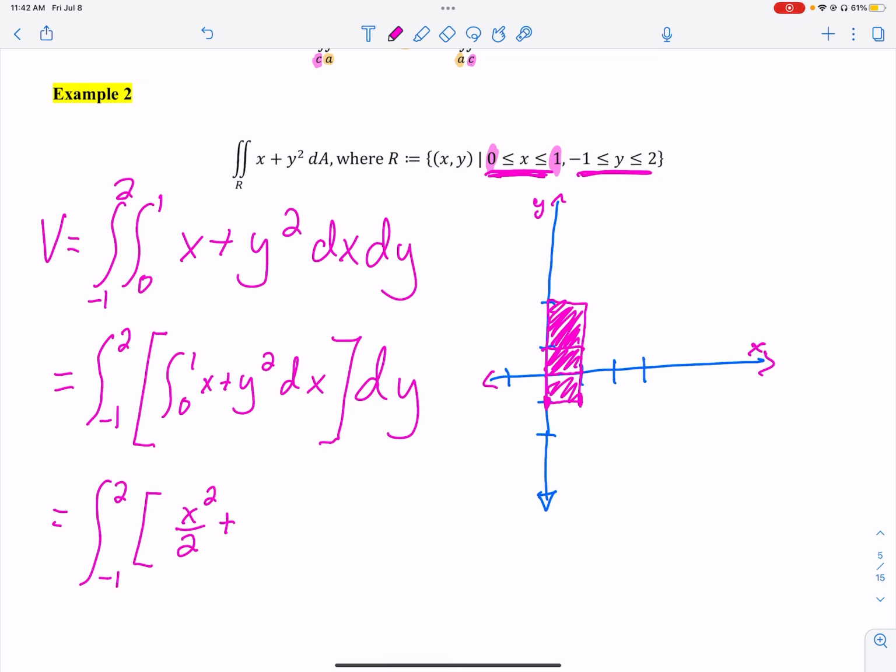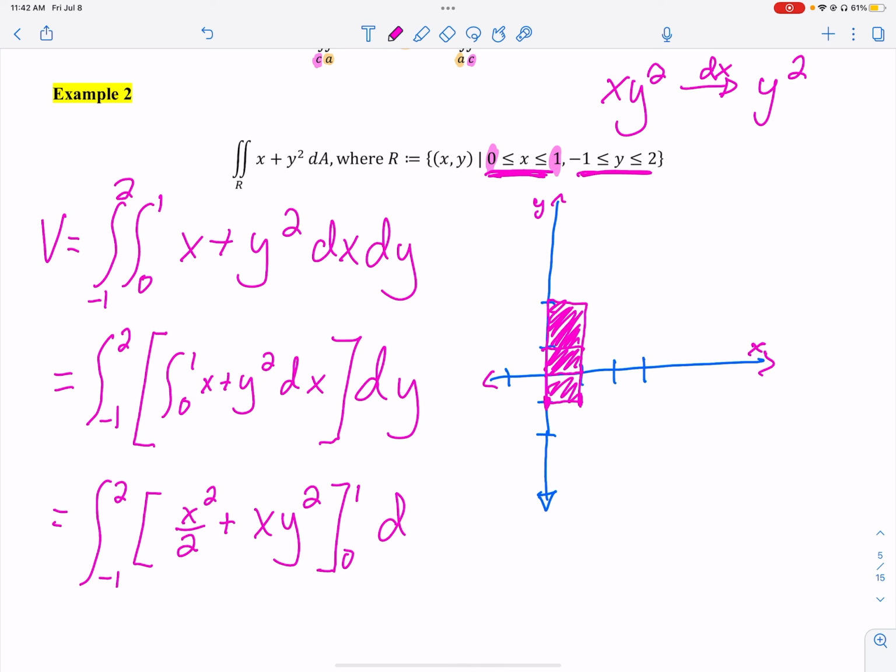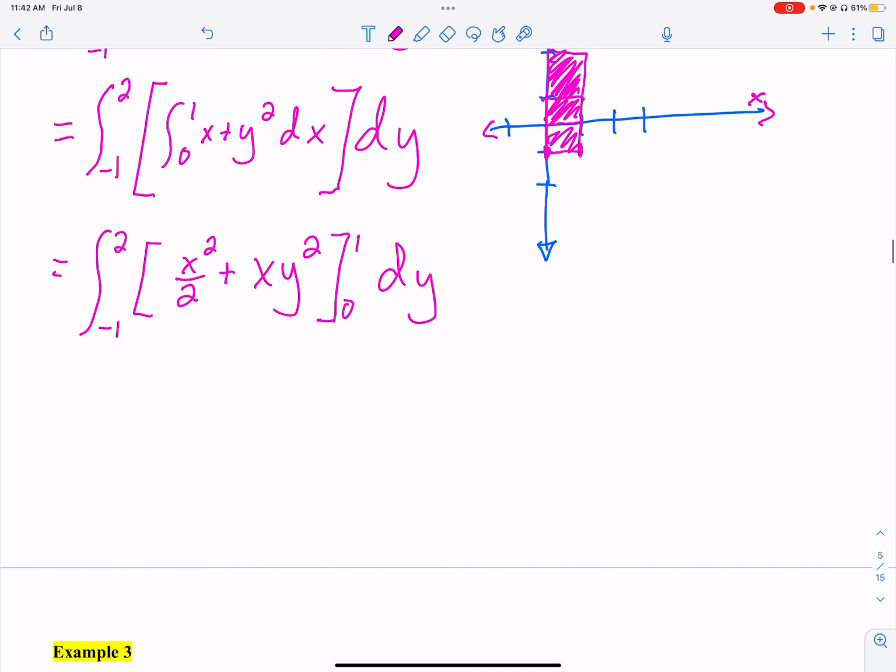So we get x squared over 2, normal integration. And then this is going to be weird. This is the part that you're probably going to forget. It's just like the partial derivatives. If I take the derivative with respect to x, we just get y squared. So if I'm starting with y squared and I go backwards, I get an xy squared. Now, since it's a definite integral, meaning we have bounds, we don't have to worry about a plus c.